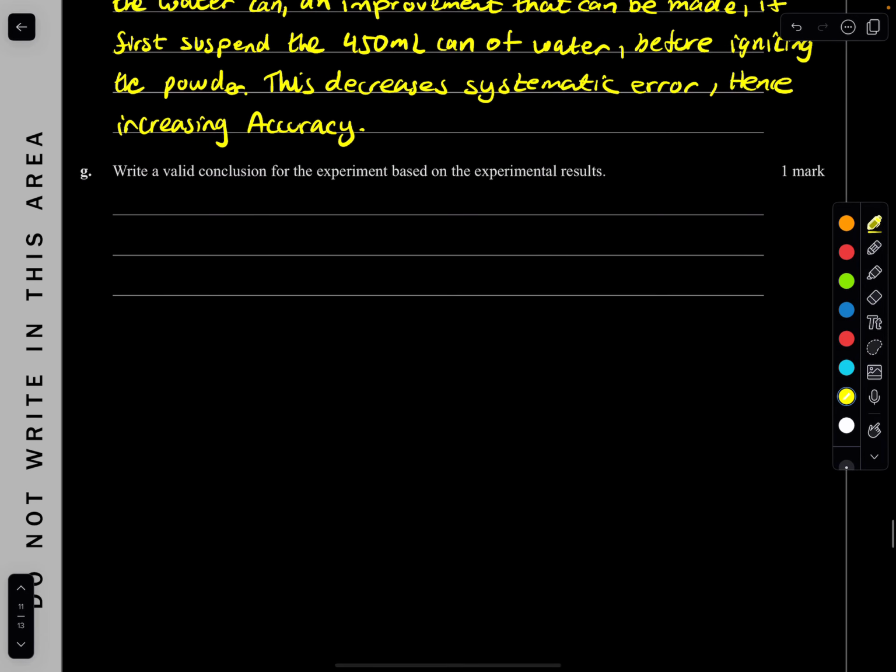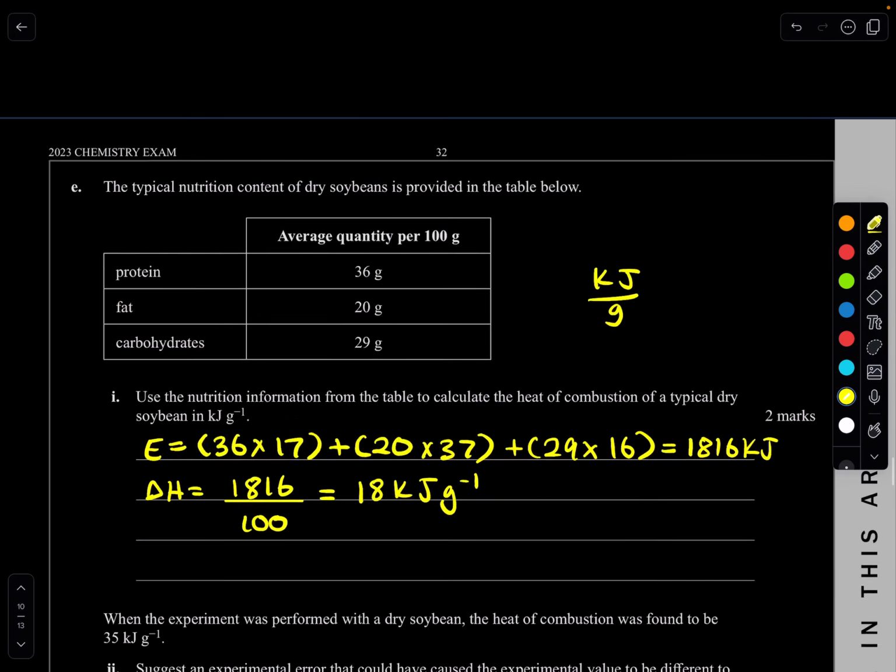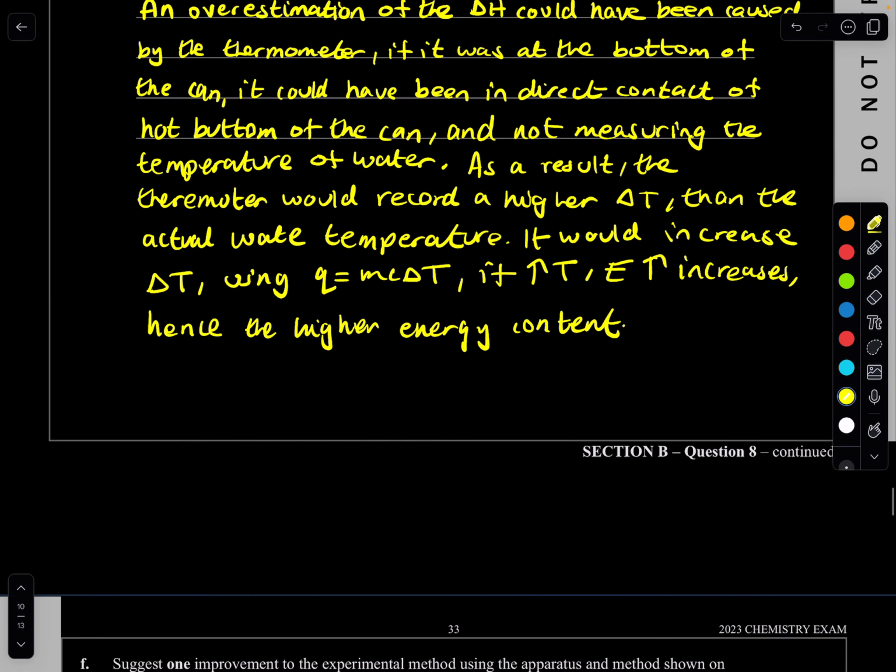Beautiful. Write a valid conclusion for the experiment based on the experiment result. Very easy. Writing a conclusion is so easy. To write a conclusion, you just need to say what is obvious. So you need to include the dependent and your independent variable. For example, now what do we know? What was the overall result? We learned that what?